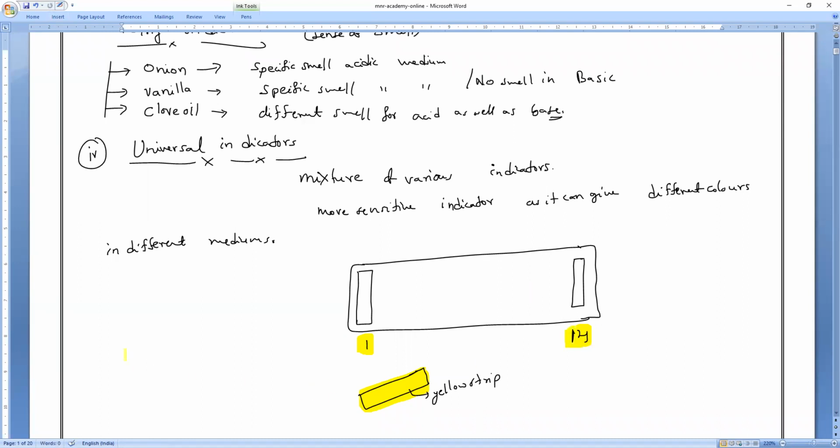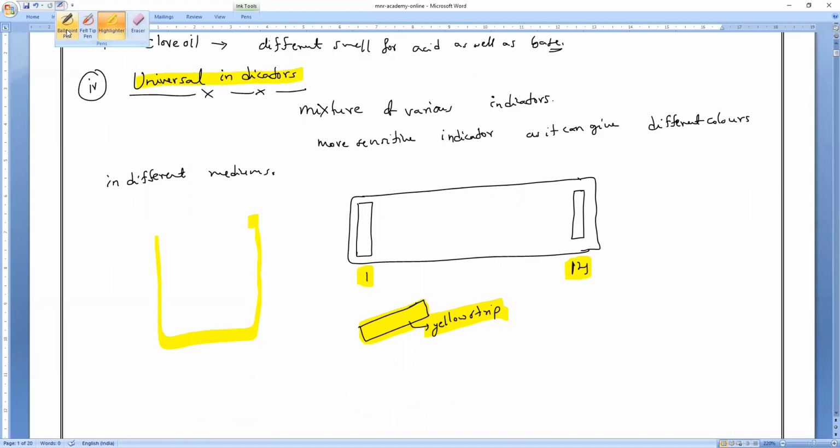Suppose I have given you one beaker of solution. If I dip this yellow strip, the universal indicator is always a yellow strip, into the given solution, it will turn into some color, which is referred to in the given reference chart. Whenever this pH paper is soaked into the solution, immediately it will give you colors related to this chart. Based upon that, we will understand whether it is an acid or a base, and what the pH value is as well.